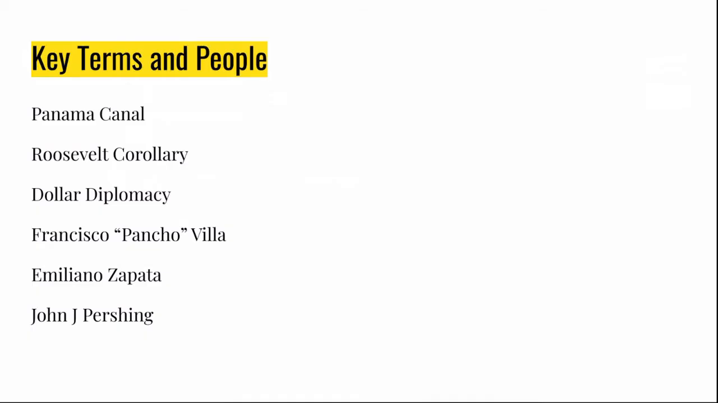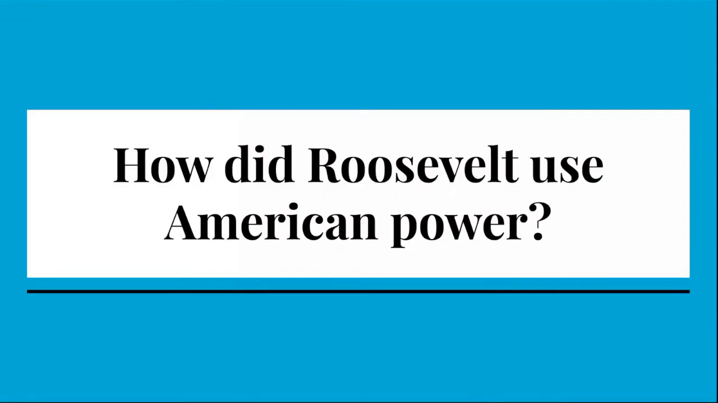The key terms and people: Panama Canal, Roosevelt corollary, dollar diplomacy, Francisco Pancho Villa, Emiliano Zapata, and John J. Pershing. How did Roosevelt use American power? In 1901, President McKinley was assassinated, and Vice President Theodore Roosevelt became president. Roosevelt continued the policies of American imperialism.